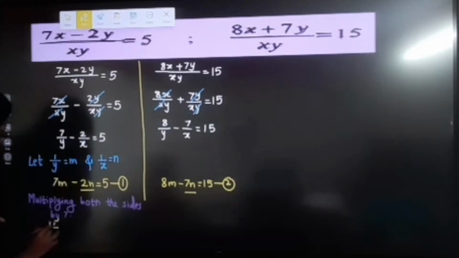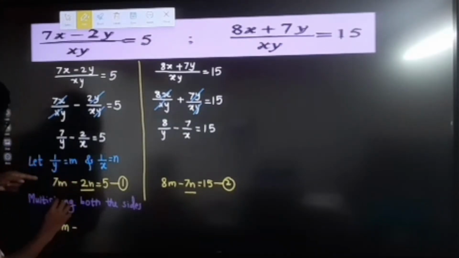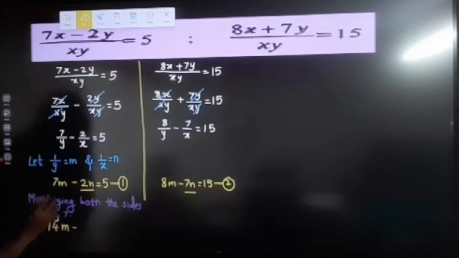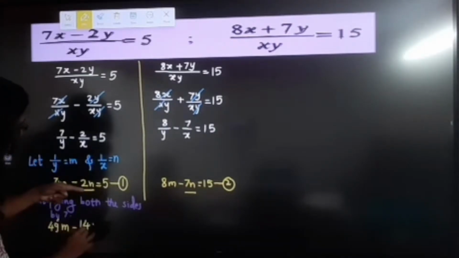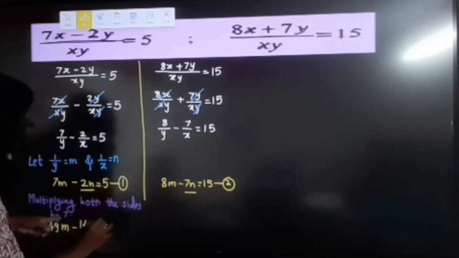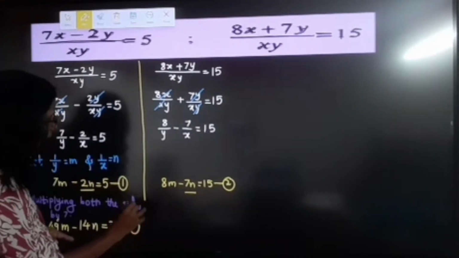14m minus, here I multiply 7, that means 49, 7 7s are 49, and 14n is equal to 35, and I call it the third equation.